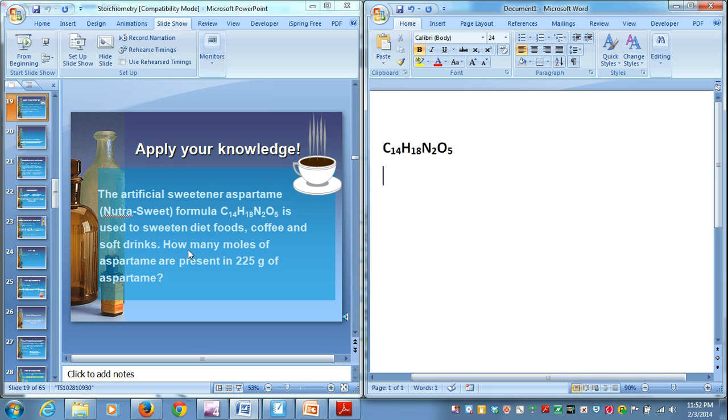So they're asking: if the formula for NutraSweet is C14H18N2O5, how many moles of aspartame are present in 225 grams of aspartame? So our given is going to be 225 grams, and what we want is moles. The first thing we have to do is find the molar mass of the aspartame, which is this.